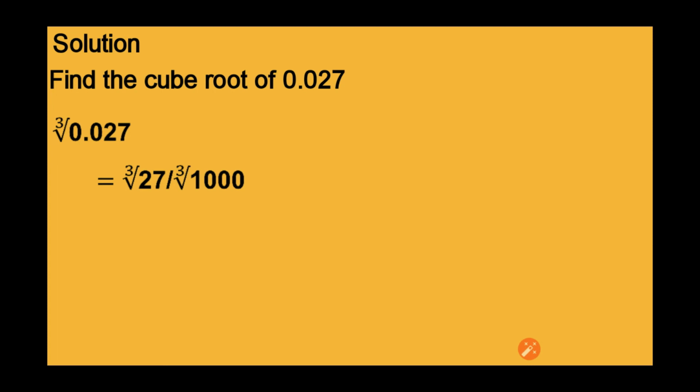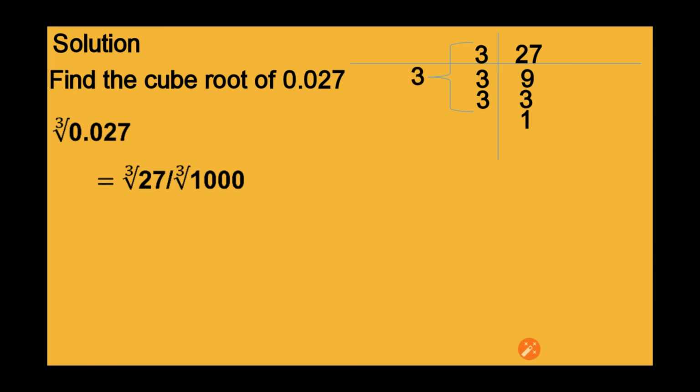I will then find the cube root of 27 and also the cube root of 1000. How do I do that? I also use my prime factorization method. I find the cube root of the numerator, which is 27, using prime numbers to divide. 3 into 27 gives me 9. 3 into 9 gives me 3. 3 into 3 gives me 1. I group them in 3s, and I take one number out of that group, and that is 3.